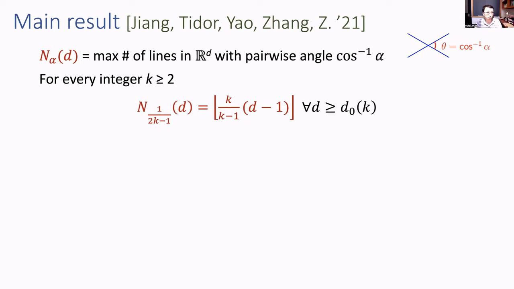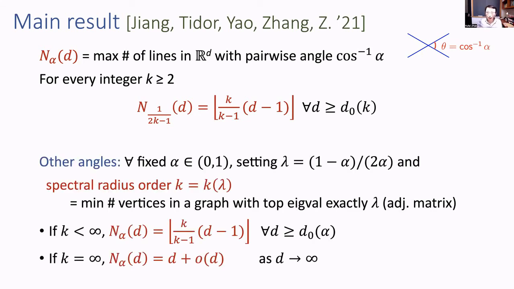For other angles, we can also tell you the answer, but I will require a bit more definitions. So given a fixed alpha, I will take a change of variables, setting lambda to be this expression, (1 minus alpha) over (2 alpha). The reason is that this lambda will play an important role later on when we convert this problem to a problem about spectral graph theory, and lambda will correspond to some eigenvalues. So it's important to have this change of parameters here.